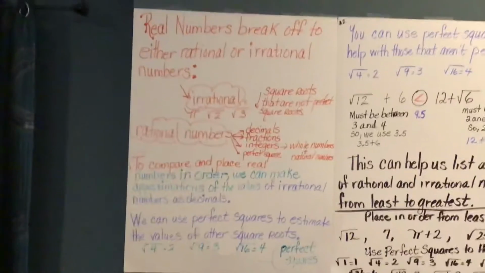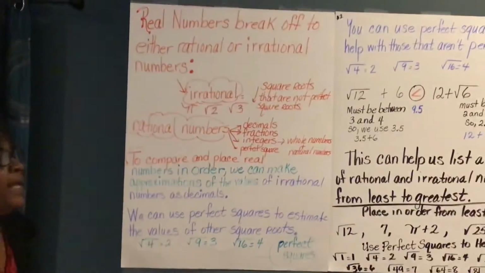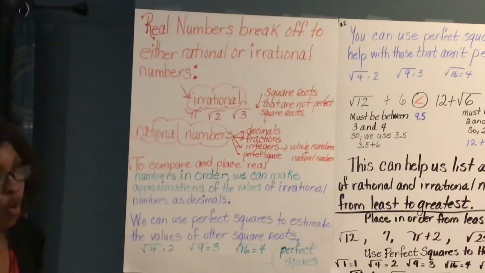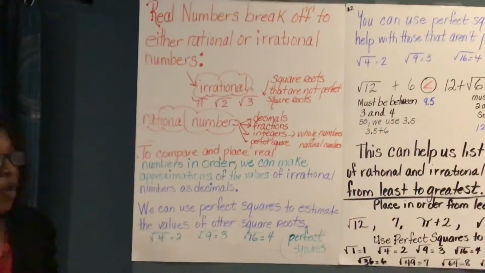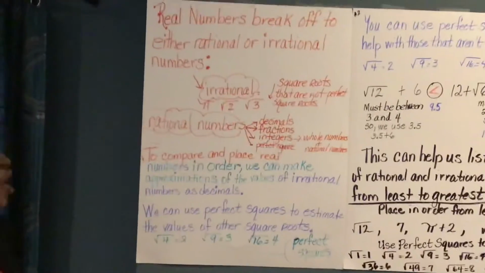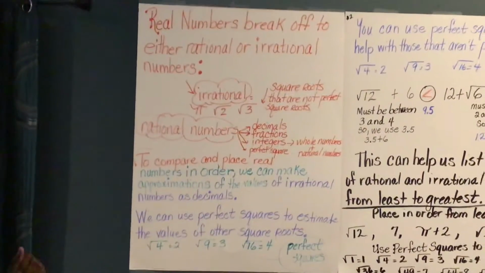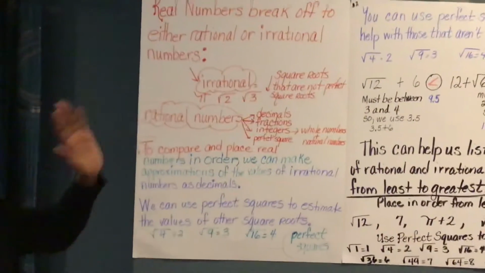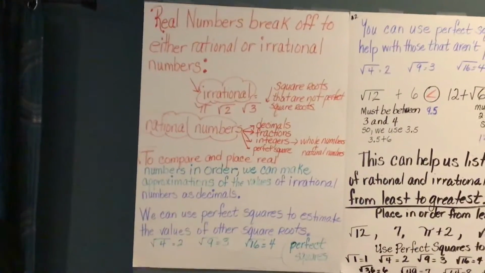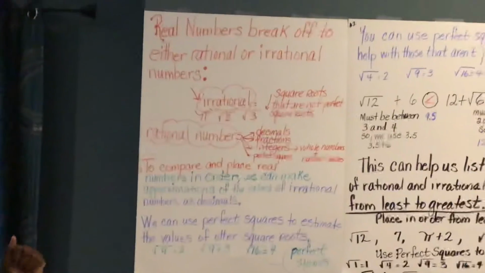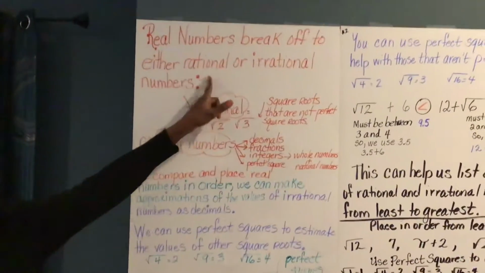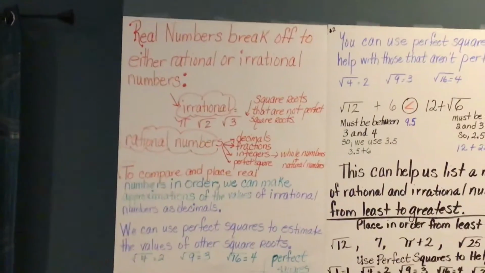For today, we're going to be focusing more on comparing these and ordering these. For example, ordering these from smallest to largest. Before we begin ordering these, let's just do some real talk about some real numbers. Real numbers break off to either rational or irrational numbers.